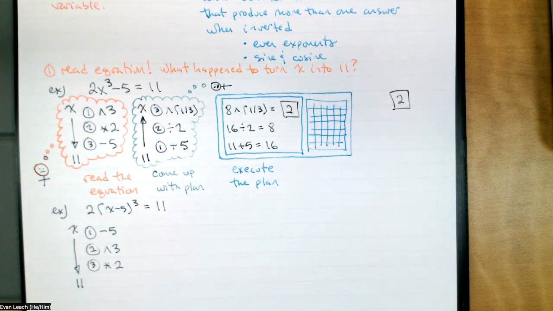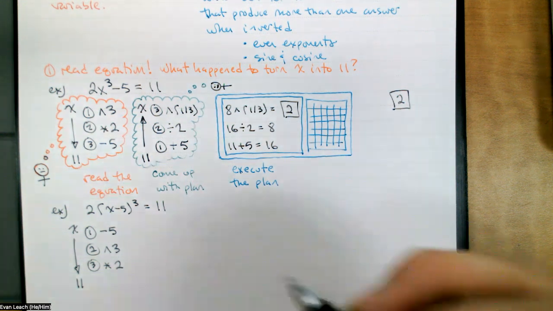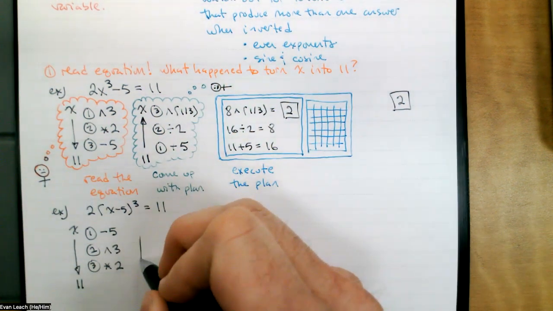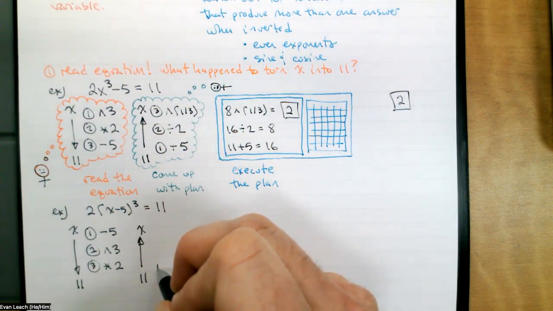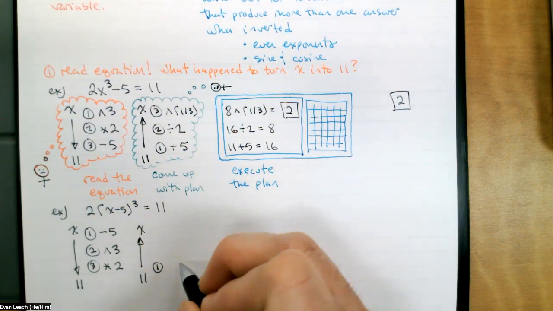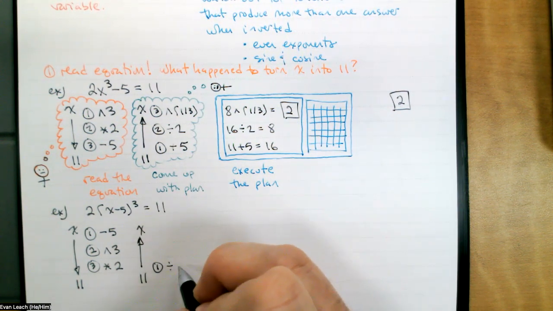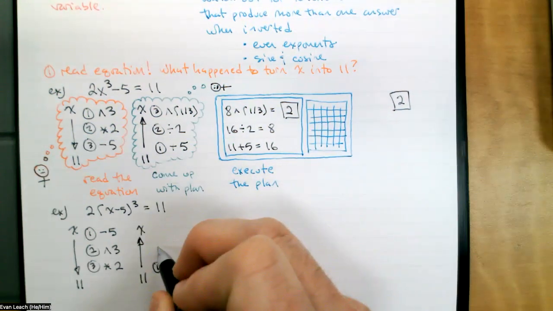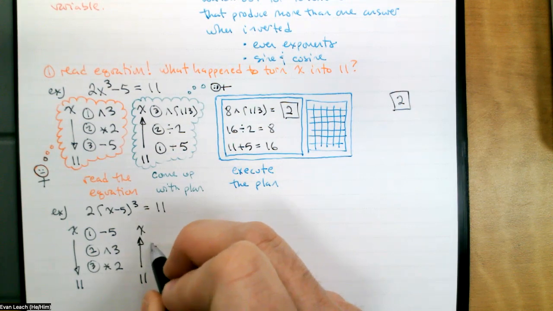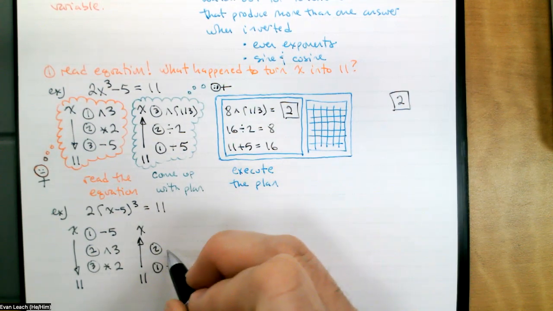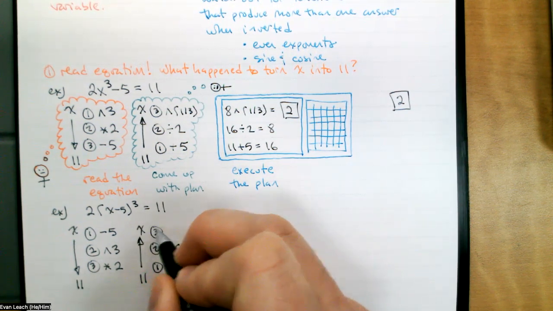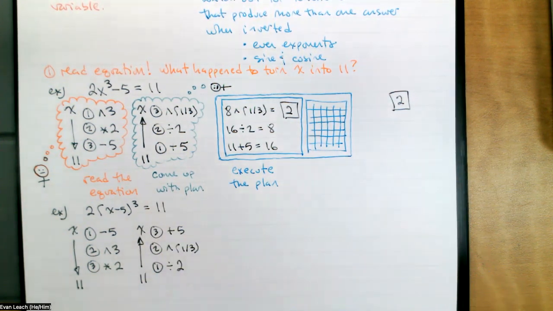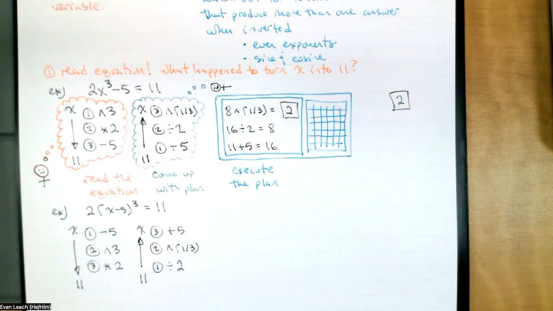And now we're going to come up with a plan to turn 11 back into x. The last thing that happened was multiplying by 2. So the first thing that I'm going to undo is multiplying by 2. The second thing that happened is a third power, so I'm going to do a 1/3 power. And the third operation will be to add 5. This will take the 11 and turn it back into x.